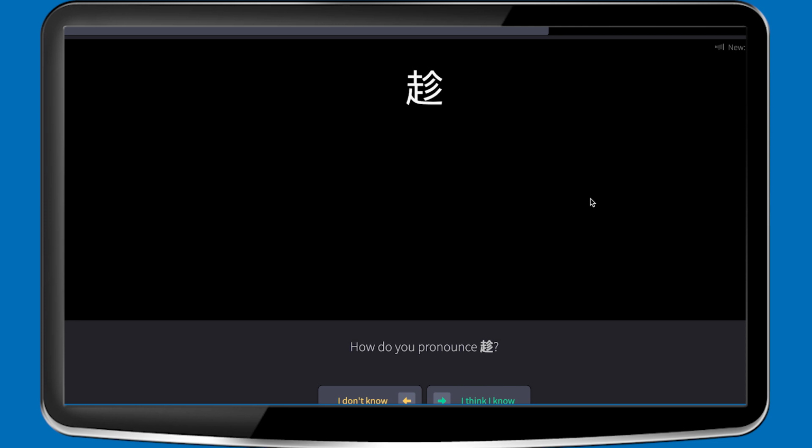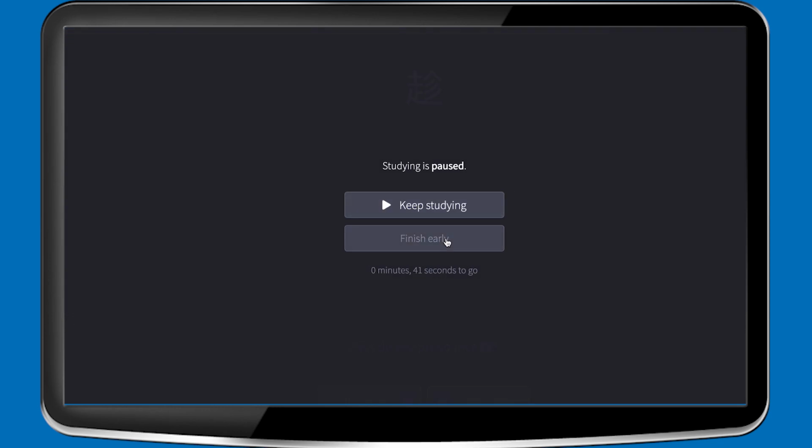So I'm just going to skip a few here, and there it is again. So you see it appears again. So it's spaced repetition. It's trying to make you remember it as much as possible, and normally it does it 2 to 3 times, and then it will test you again in maybe a day or two. So we'll skip the final 40 seconds here, and we'll finish early.